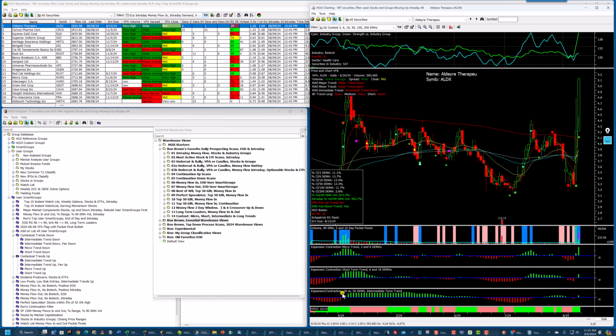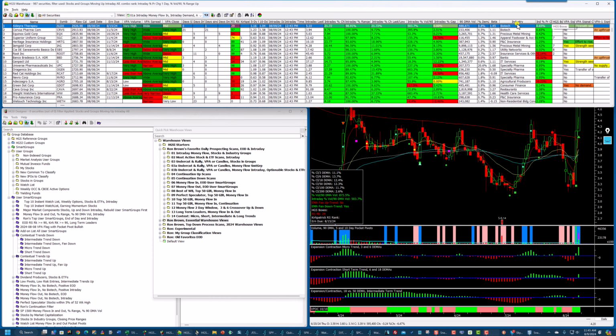The 18 versus the 50, this is what I consider the intermediate term trend. Once again, if the 18 is above the 50, you'll have a green bar. If it's below, you'll have a red bar. And then the other context that I consider is the relationship of all of these moving averages to one another. And if they're stacked, that is a very strong stock.